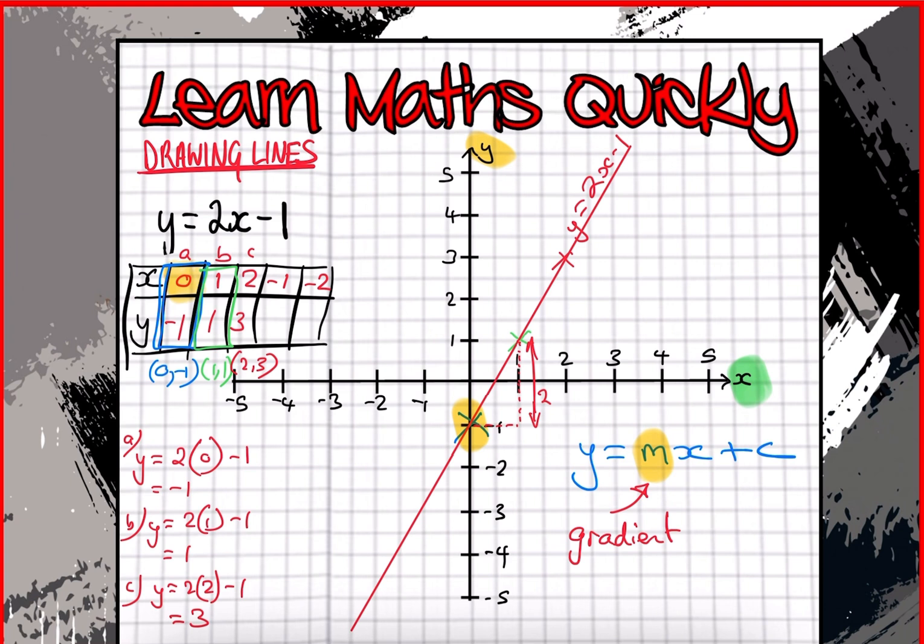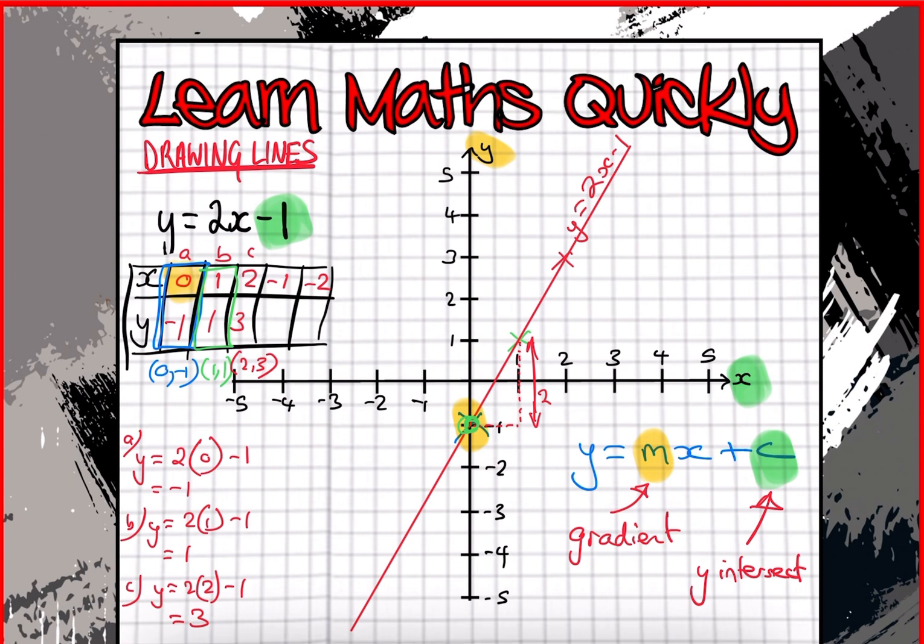Now the next part is this c value. What the c means is called the y-intercept. That just means where the line crosses the y-axis. So if we look at the line we've already drawn, the y-intercept is at -1, which is here. And that's where it's crossed. So it's quite quick sometimes to just use this, and then you don't have to do any of the substitution where things can go wrong.